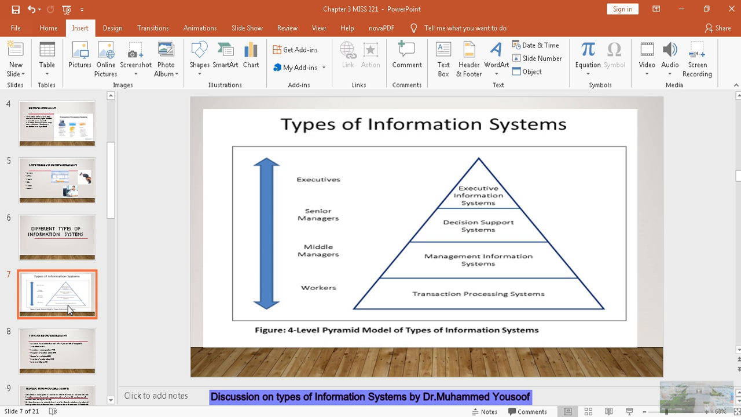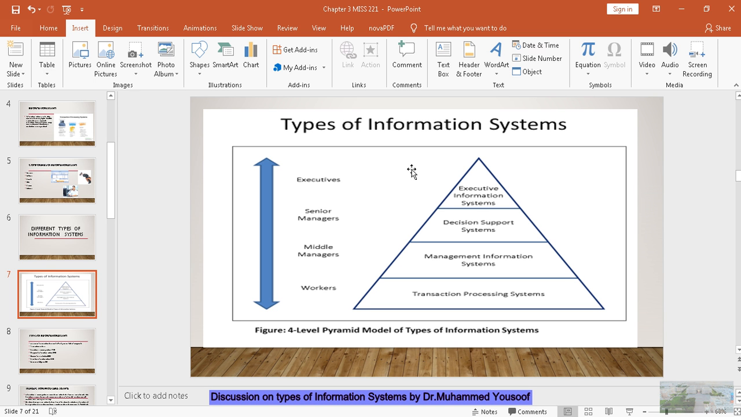The first type of information system that we have is called the transaction processing system. The other one is called MIS, management information system. The other one is called decision support system. The other one is called executive information system.